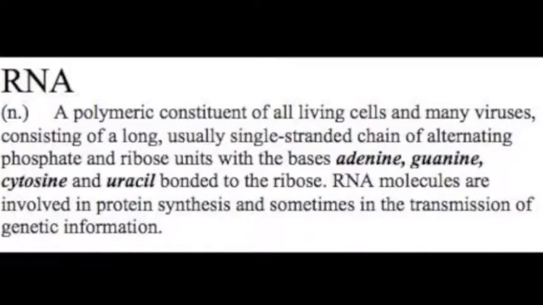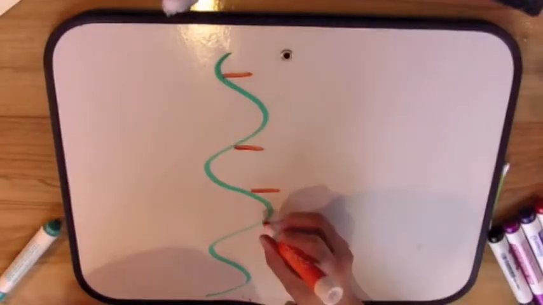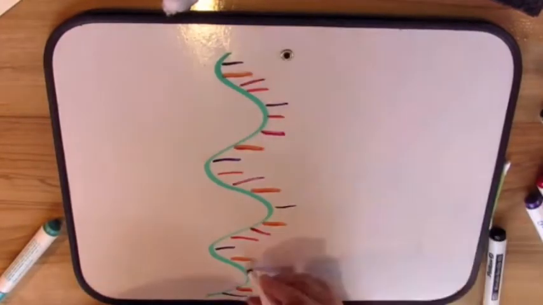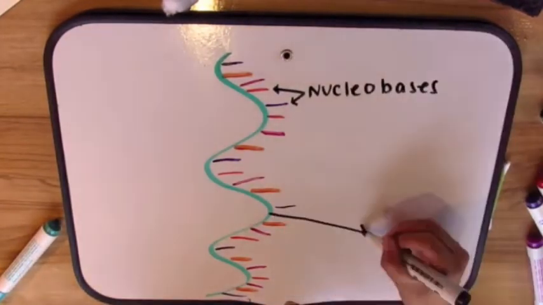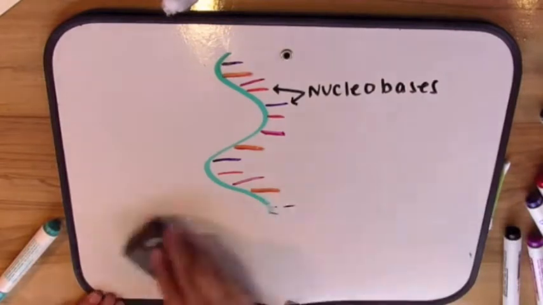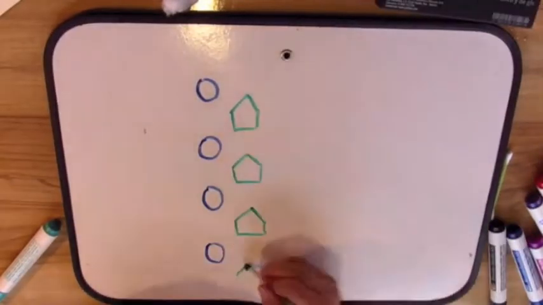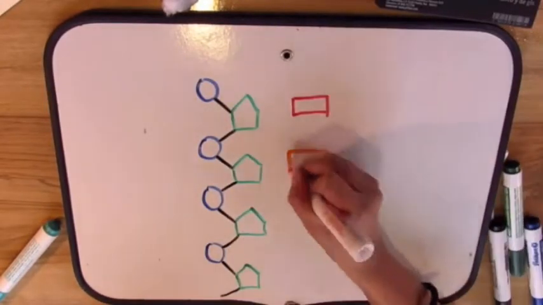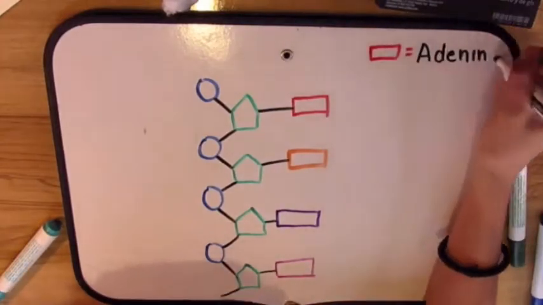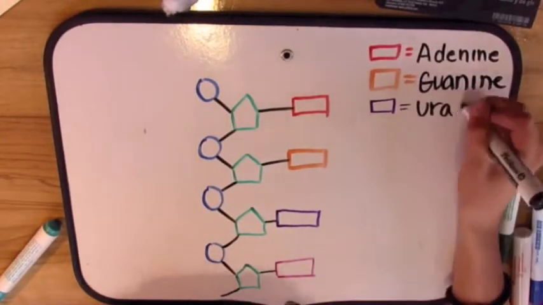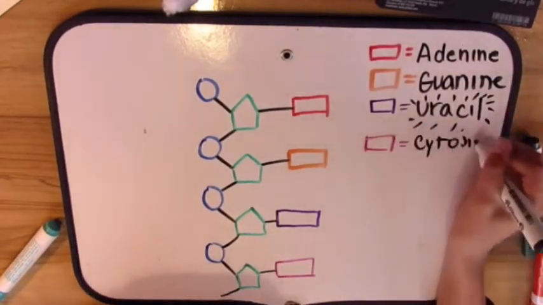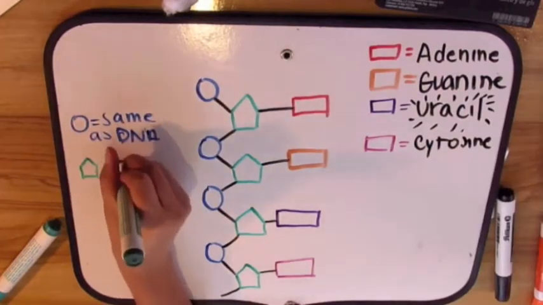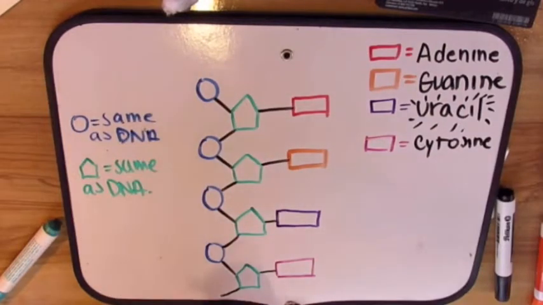RNA molecules are involved in protein synthesis and sometimes in the transmission of genetic information. Its structure, as I said before, is based on just one strand. In the zoom-in, we can see only one phosphate row and only one sugar row. This means there's only one strand. As for the nitrogenous bases, there's adenine, guanine, uracil, and cytosine. There's no thymine anymore.